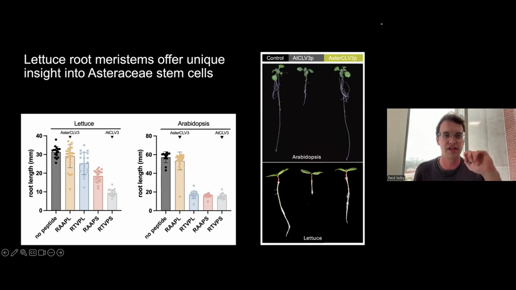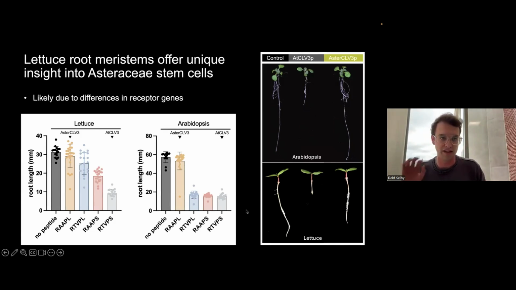In lettuce, you see a sort of stepwise response where the roots have an intermediate response to these intermediate peptides, whereas in Arabidopsis, you see a more binary response in which it seems like the roots either completely perceive or don't perceive the peptide at all. And this suggests that there are some key differences in the receptor genes expressed in the roots of each of these plants that have a different capacity to perceive each of these peptides.